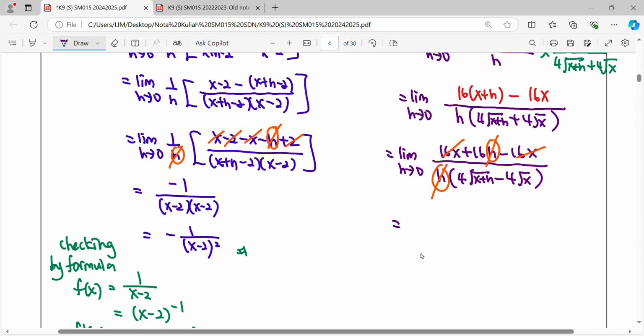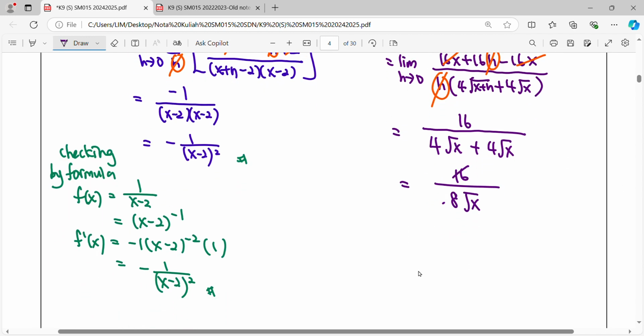So the numerator remaining is 16. For the denominator, evaluating h as 0, substituting will be 4√x plus 4√x. So 4√x plus 4√x is 8√x. Some more, 16 over 8 is equal to 2.